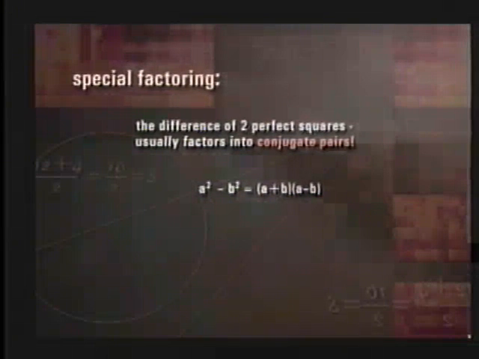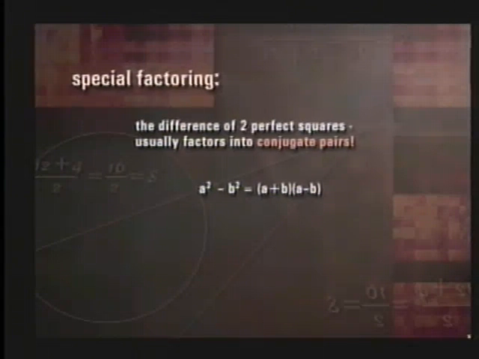We're going to do some more special factoring here, and the next category of special factoring is what is called the difference of two perfect squares. And these usually factor into conjugate pairs. And I want you to write that word down, conjugates. C-O-N-J-U-G-A-T-E, conjugate pairs. The conjugates are going to be your friend, believe it or not, later on in the course.